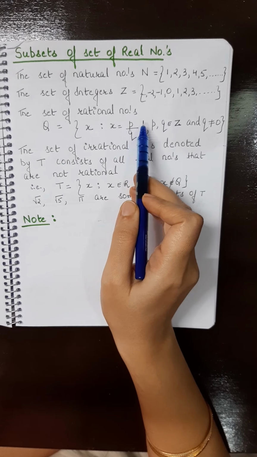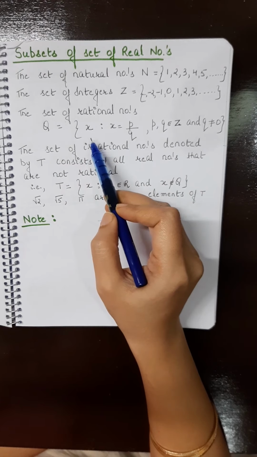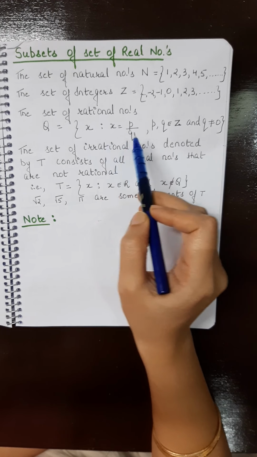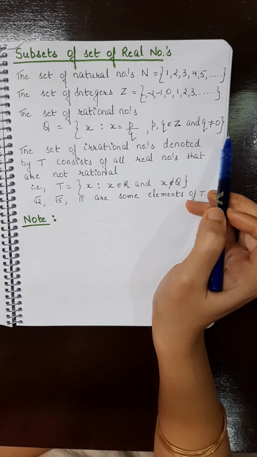Next we have the set of rational numbers. It is denoted by capital Q. This contains all those x such that x is equal to p by q, where p and q are integers and q is not equal to 0.